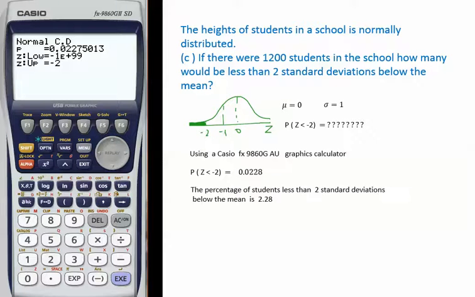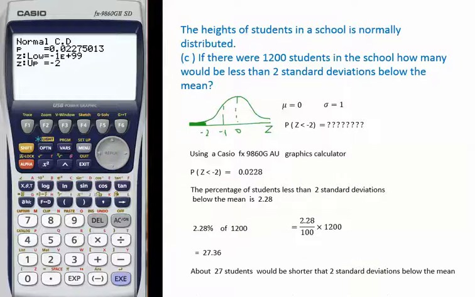That means the percentage of students less than 2 standard deviations below the mean, shorter than 2 standard deviations below the mean, is 2.28. So we need to find 2.28% of 1200. 2.28% of 1200 is 2.28 over 100 times by 1200. Other ways of calculating that, but that's the way I like. And if you do that on the calculator, you find it's 27.36 students, or rounded off, about 27 students would be shorter than 2 standard deviations below the mean.